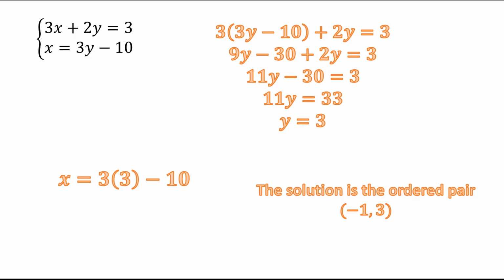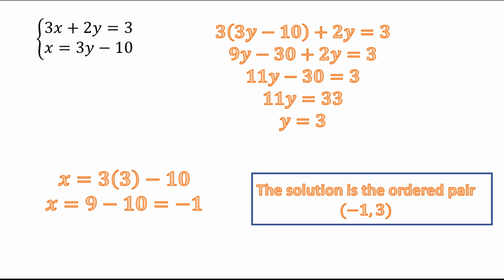So x equals 3y, or 3 times 3, minus 10. 9 minus 10 is negative 1, so this is the ordered pair you would get. Negative 1 for x, 3 for y, and if you plug those values into both equations, it works in both equations. It makes both equations a true statement.